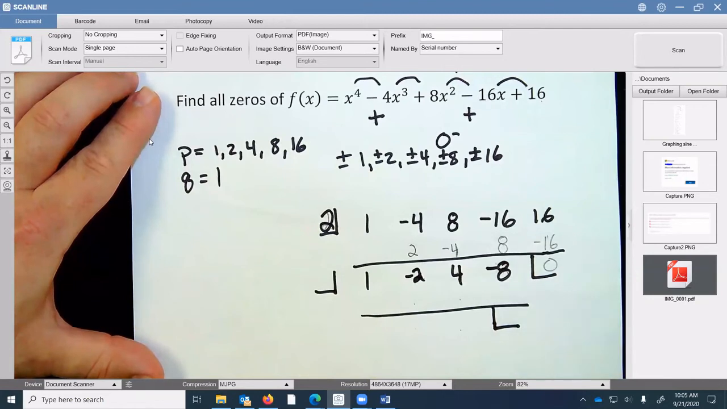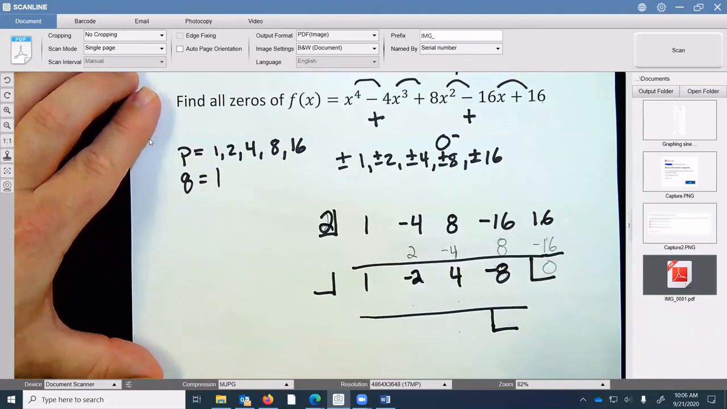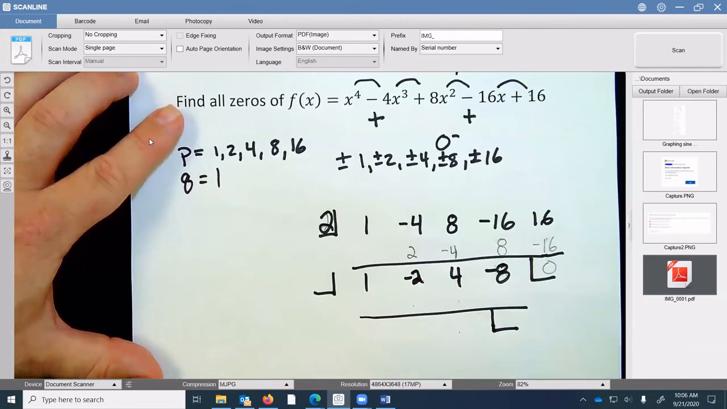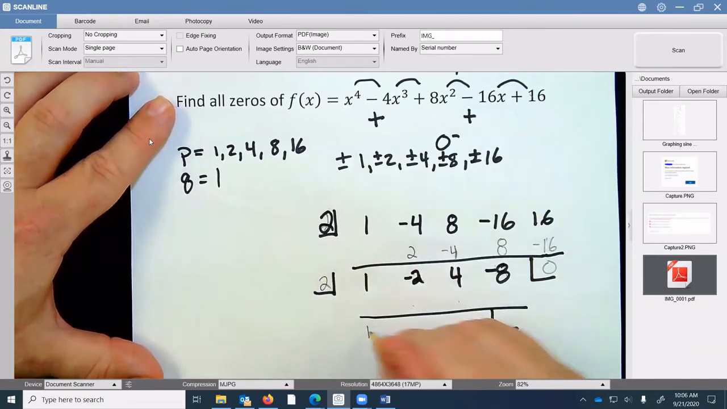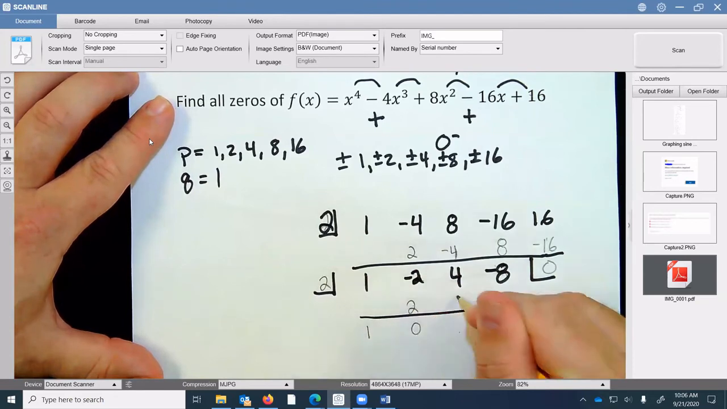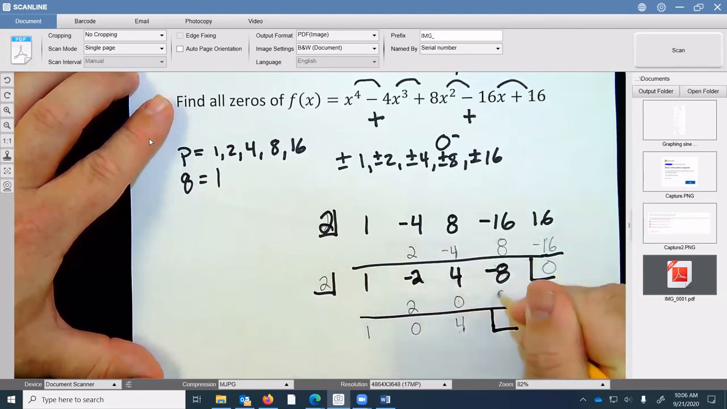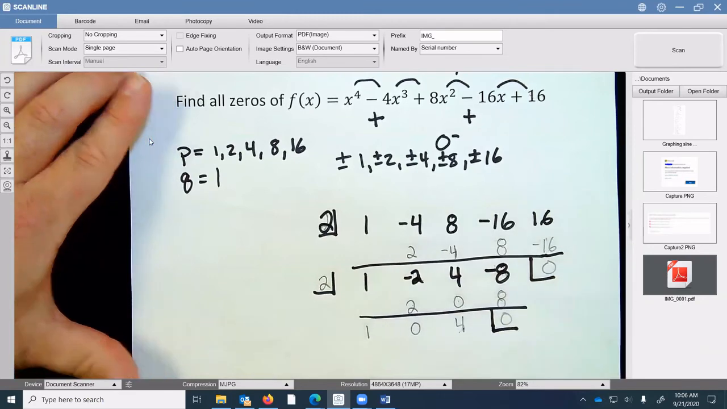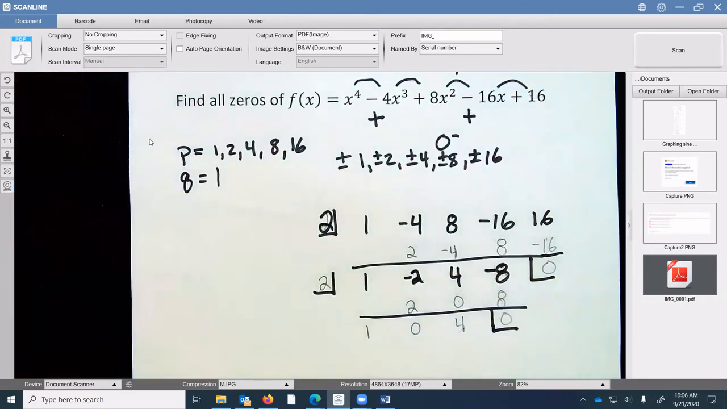So you're saying 4 won't work, 8 won't work, and 16 won't work. I agree. So then what? Can't try any of the negatives. We know Descartes' law of signs, they won't work. Multiplicity. So what can I try again? I could try 2 again. It could have a multiplicity of 2. 1, 2, 0, 0, 4, 8, 0. Look at that. 2 worked again.